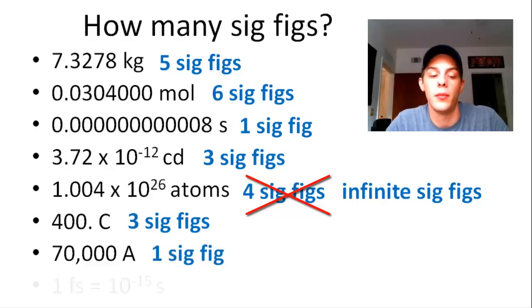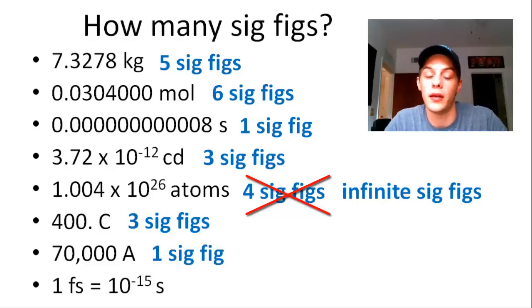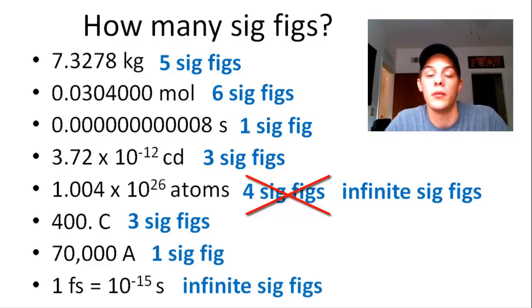So the last example that I'm going to do is 1 femtosecond is equal to 10 to the negative 15 seconds. So again, this is a man-made definition. This is a man-made relationship, so it is true by definition. So that means that these are exact numbers and they have an infinite number of sig figs.